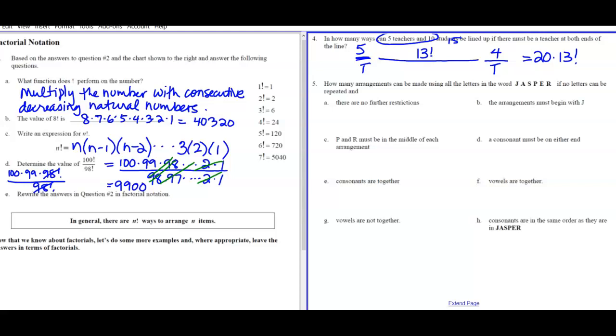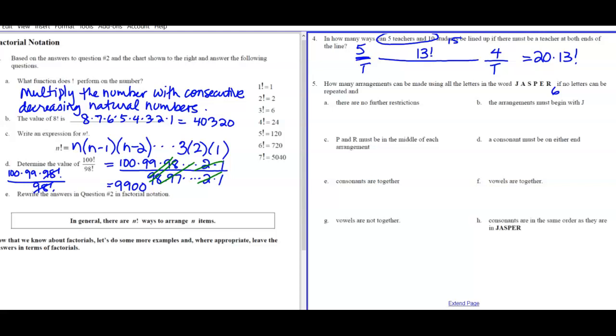Okay. Next one, letters in Jasper? 1, 2, 3, 4, 5, 6. 6 letters. Start to check, are there any repeated letters? Doesn't matter today, but we will look at some where there might be repeated letters. Not today, or not in Jasper there aren't. So there's 6 different letters. Okay, so how many arrangements can we make using all the letters if no letters can be repeated? Okay, so there are no further restrictions.